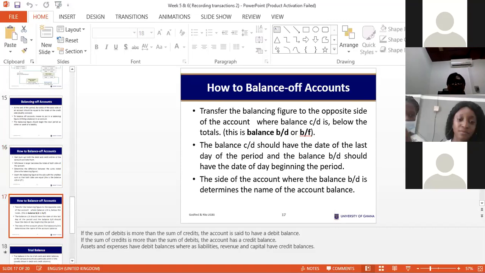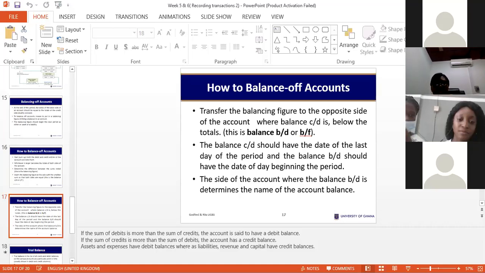Now, at the beginning, you'd have to transfer the balancing figure to the opposite side. So let's assume that we have opened a cash account, and at the end of the period, the smaller portion is the credit side. So the balancing figure is at the credit side. If you recall, we have said that all assets have debit balances. So you would remember that the balancing figure may normally be at the credit side, but the next period you have to bring it to the debit side because cash is an asset.